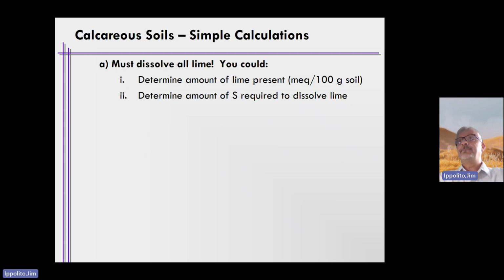So what do you have to do? You have to dissolve all the lime. So you could do a couple things. And I used to teach this in my class in the past, and I stopped going through a calculation on how to actually do this because it's totally impractical. You could determine the amount of lime present on a milliequivalent basis, and then determine the milliequivalents of sulfur to add to dissolve the lime. And if you had 20 tons of lime per acre, you're going to add a lot of sulfur.